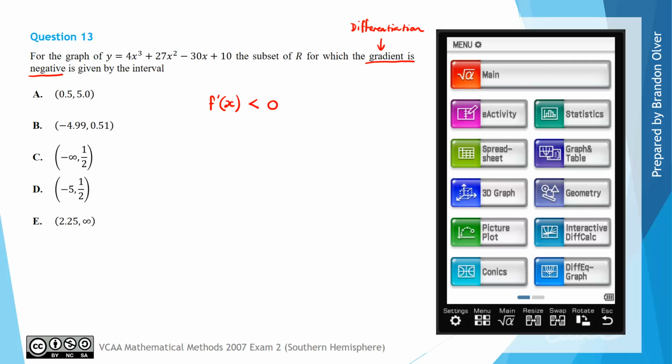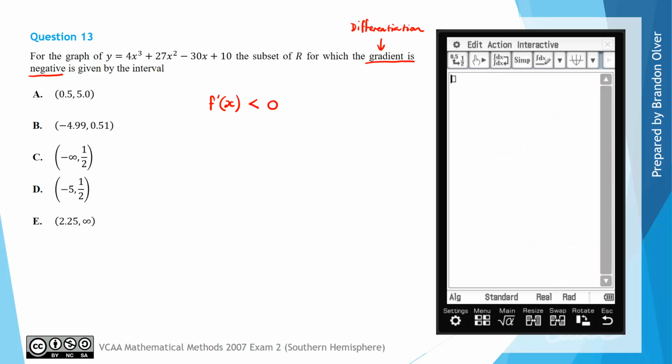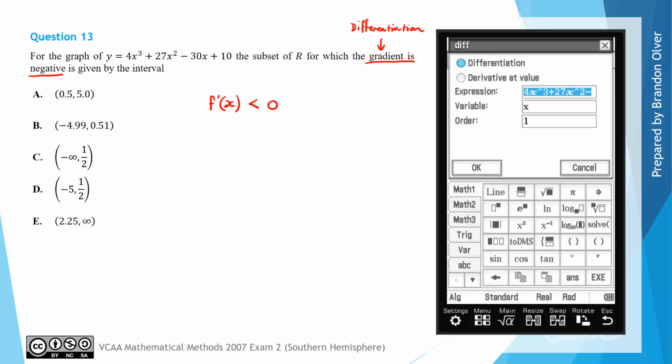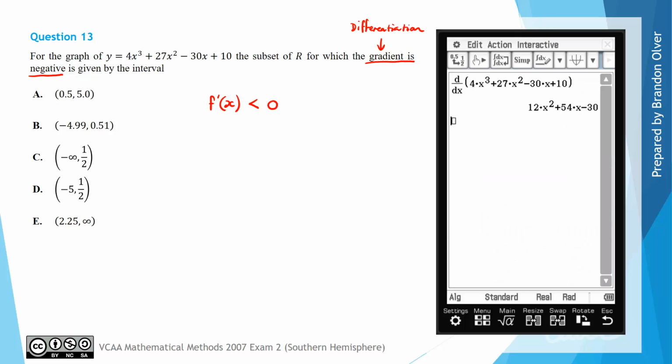On the CAS calculator, go into the main menu. Next, we want to type in the rule for our cubic function, which was 4x to the power of 3 plus 27x to the power of 2 minus 30x plus 10. And now we want to calculate the derivative of that, so we highlight it and go interactive calculation diff and hit OK, and that gives us the rule for the derivative.